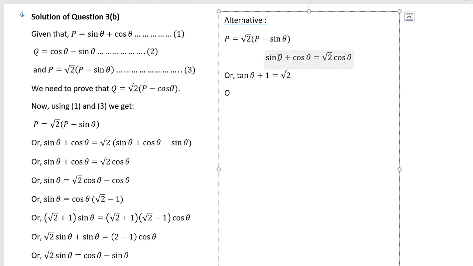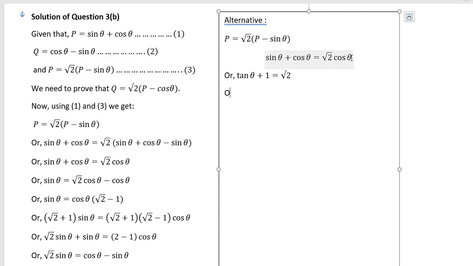Sin theta by cos theta will give you tan theta. Cos theta by cos theta will give you 1, and root 2 cos theta by cos theta is equal to root 2. So, who allowed me to divide by cos theta? Because cos theta might be 0. So, why could I divide this equation by cos theta? Cos theta will not be 0 in this case, because we are given that sin theta plus cos theta is equal to root 2 cos theta.